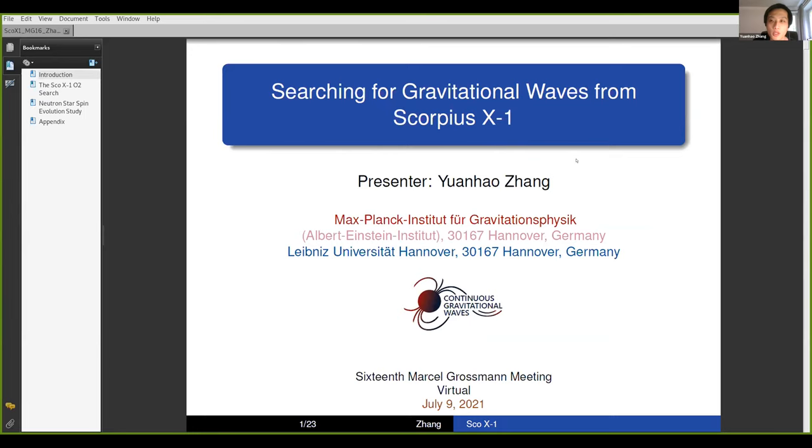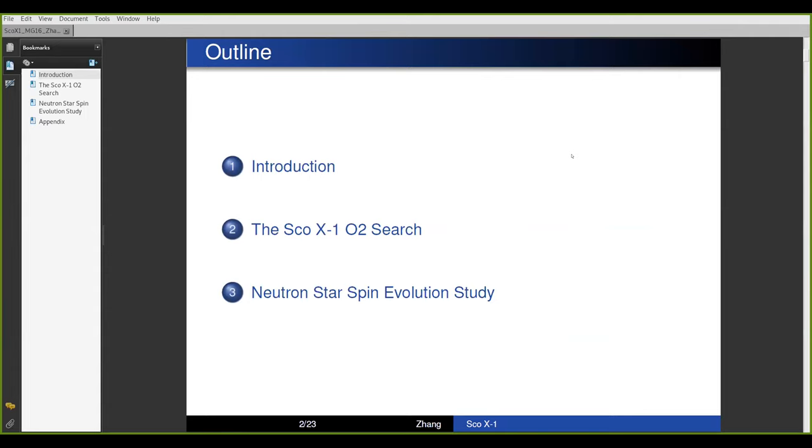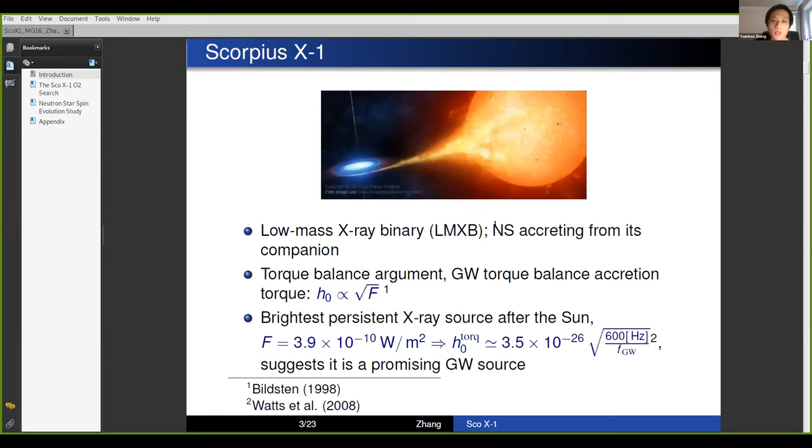So today I'm going to give some updates on the recent effort to search for gravitational waves from Scorpius X1. This is today's outline. I will start with a brief introduction on Sco X-1, and then talk about our O2 search and a prior study using the spin evolution model to study the neutron star. Sco X-1 is a low mass X-ray binary consisting of a neutron star accreting from its low mass companion.